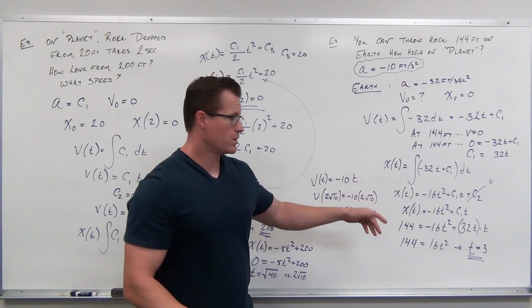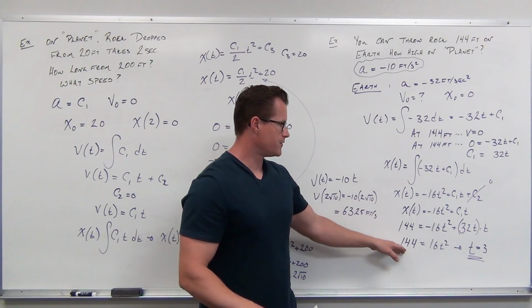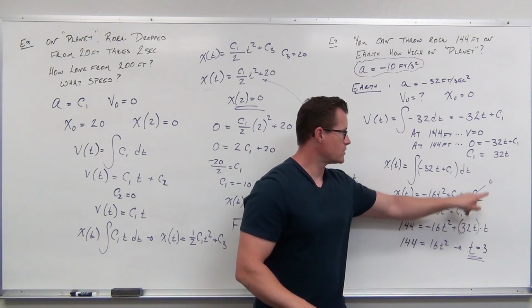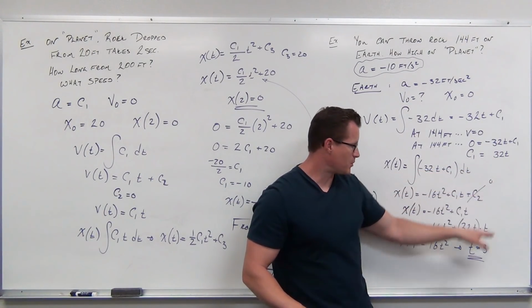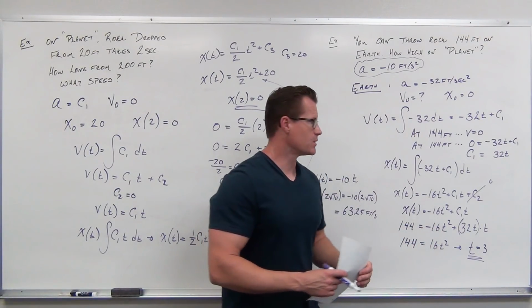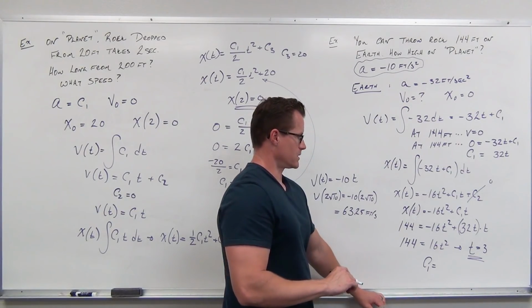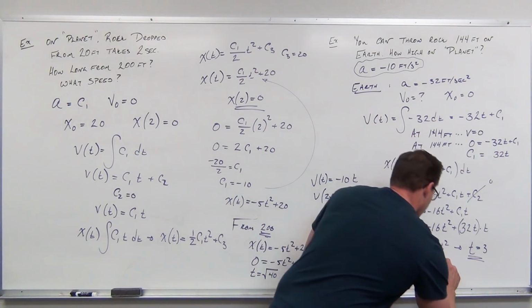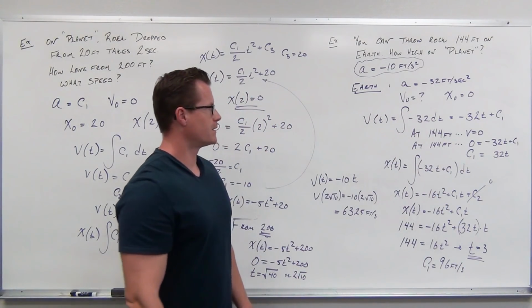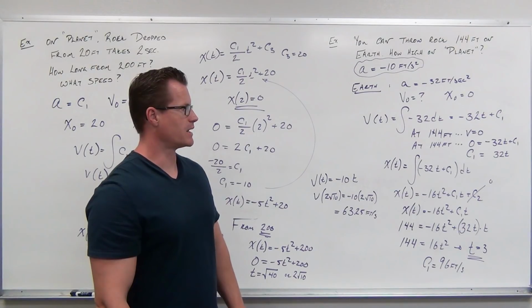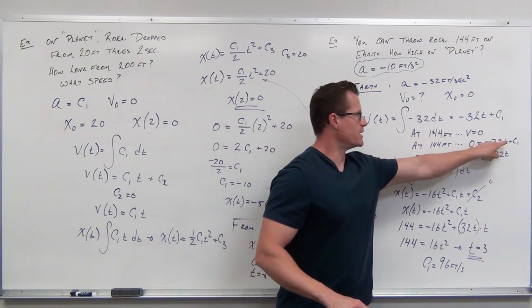So you can backtrack now. So you know that you achieve your maximum height of 144 feet in 3 seconds. Since you had this solved for C sub 1, that's 32 times t. Plug your 3 in. You know that C sub 1 is 96 feet per second. C sub 1 is 96 feet per second. So C sub 1, remember what C sub 1 is. C sub 1 is also your initial velocity.